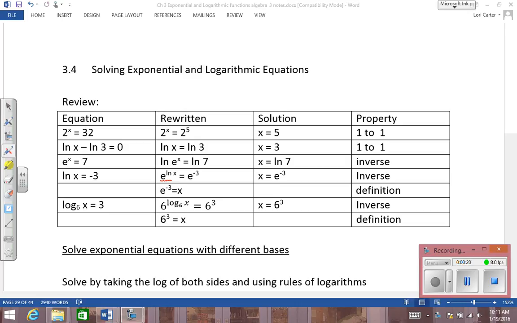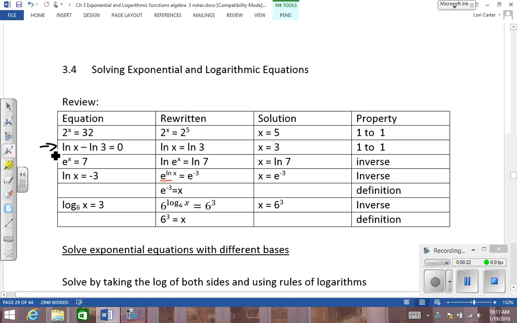Next one, the natural log. Two ways to do this one. First one I didn't put up there. What's subtraction mean? Division. So you can say, hey, that's x divided by 3. Then what's natural log's base? E. So e to the 0 equals x over 3, right? One way to do it.